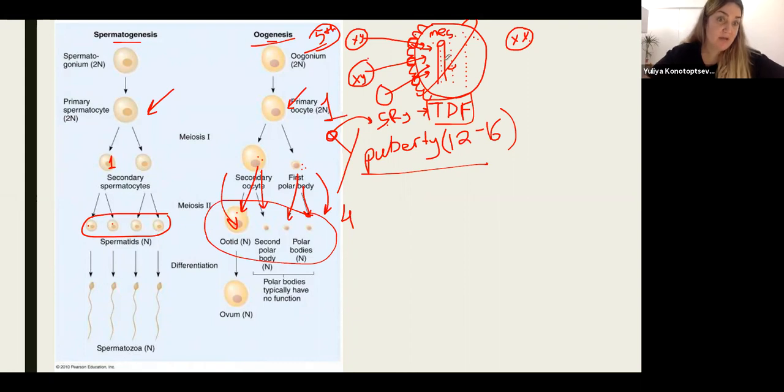I should call them some kind of tubules, right? Because they have a lumen now. The name of these tubules, they are known as the seminiferous tubules. So sex cords at puberty become seminiferous tubules due to testosterone.